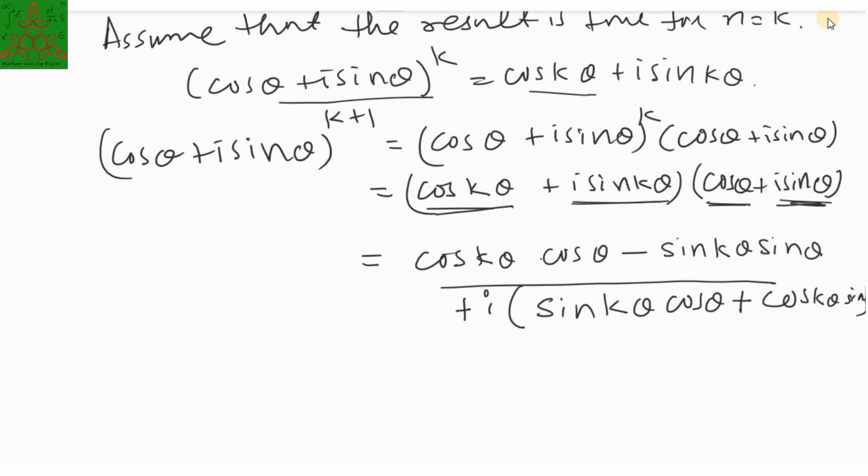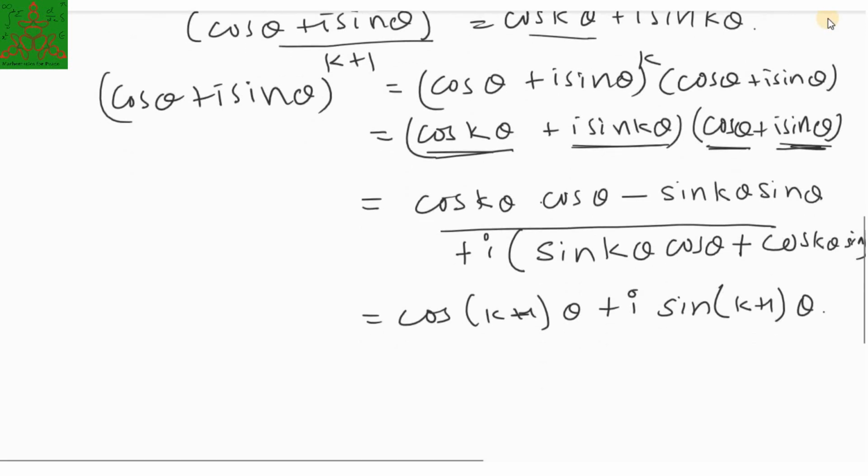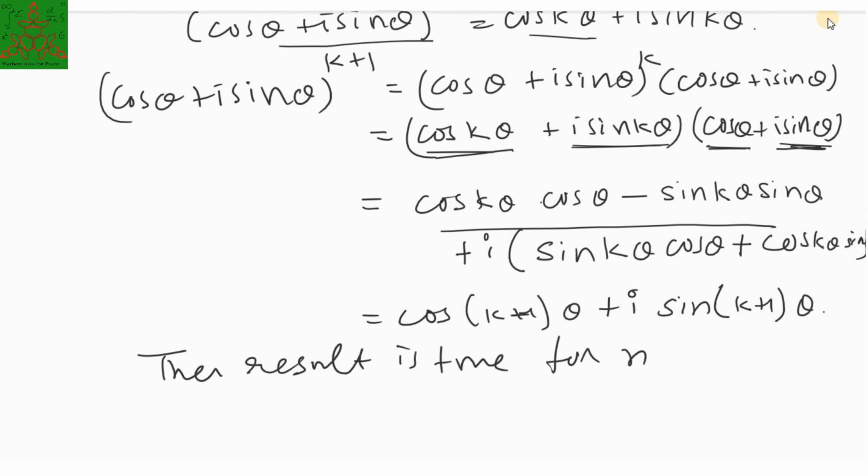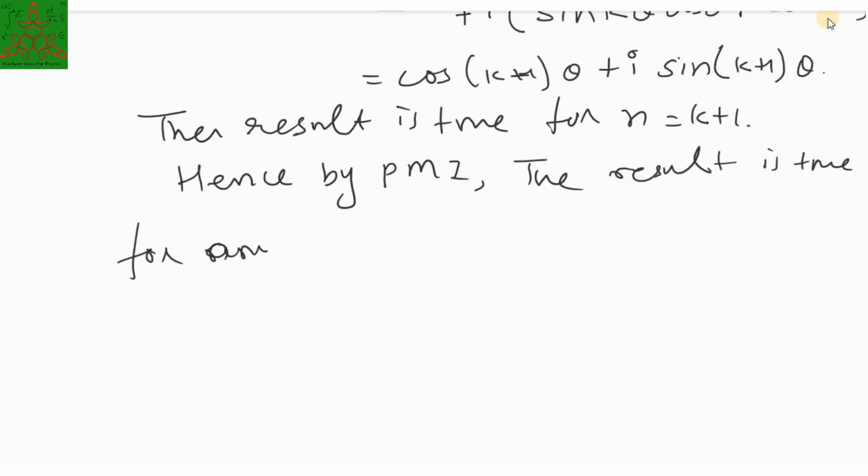Using the formula for cos(alpha plus beta), we can write this as cos((k plus 1) theta), because this is k theta plus theta. If we take theta common, we have this, plus i times the formula of sin(alpha plus beta), so that is sin((k plus 1) theta). So the result is true for n equal to k plus 1. Hence by PMI we can say that the result is true for any n belongs to N, and that completes the proof of De Moivre's theorem.